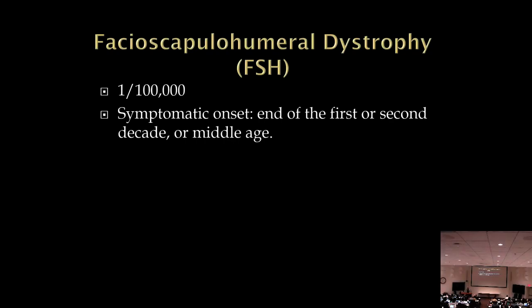So our last one that you need to know about is FSH dystrophy. And it's nice when there's a name that pretty much tells you the muscles that are weak. Now there's one exception though, a very important exception to this. You can see it's not real common. Most individuals are symptomatic in their teenage years, early 20s, something like that.